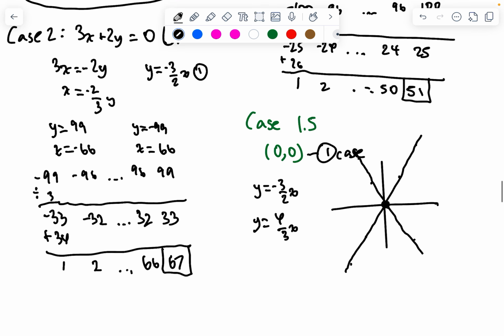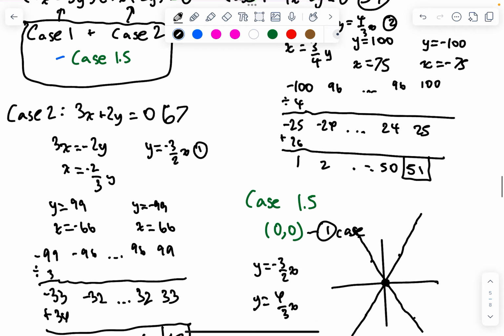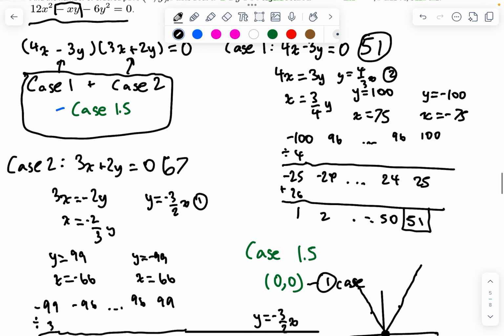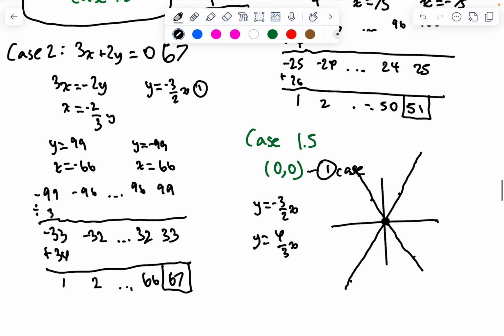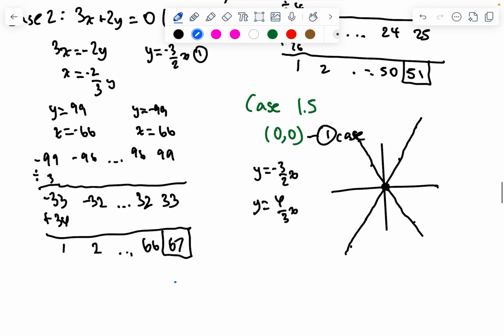Okay, so we'll just come back to our original. We just have to evaluate case 1 plus case 2 minus case 1.5. So we have 51 plus 67 minus 1, which is 117. So our final answer is 117.